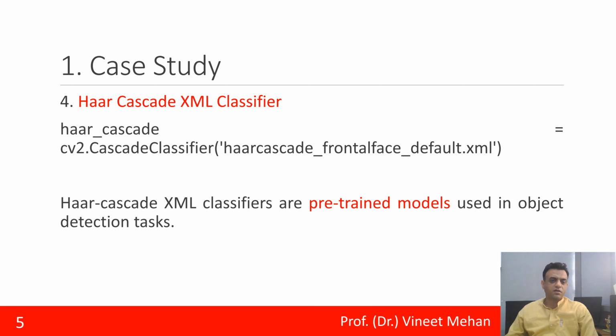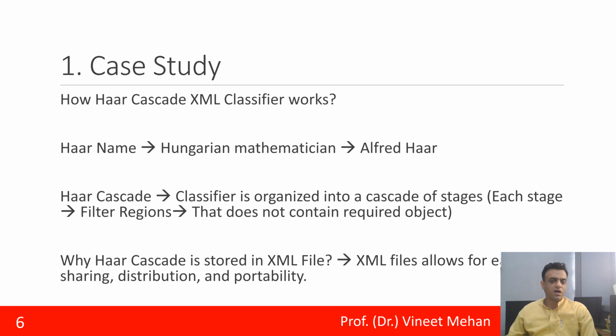Then the fourth part is the Haar cascade XML classifier. Now this classifier is basically used so that it can have pre-trained models, and that is used for object detection tasks. This Haar name has come from Hungarian mathematician, that is Alfred Haar, and it is called Haar cascade because it contains a cascade of stages, and each stage identifies a particular kind of region, that the presence of frontal face is there or not. And then it is stored in an XML file because it can be shared, distributed, and for portability with different other programming languages.